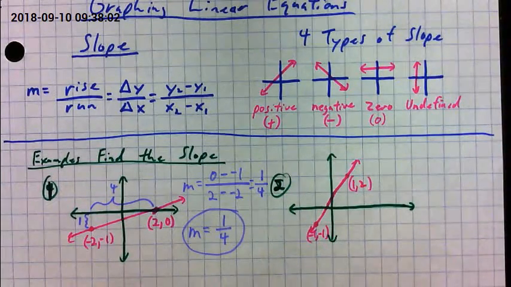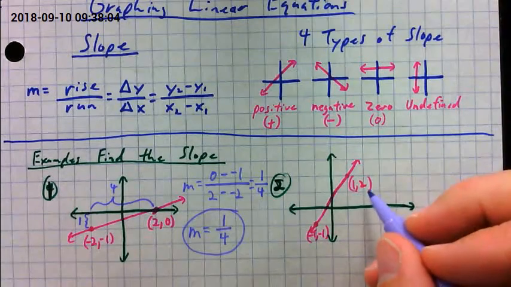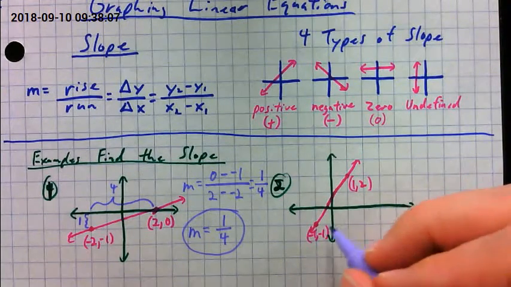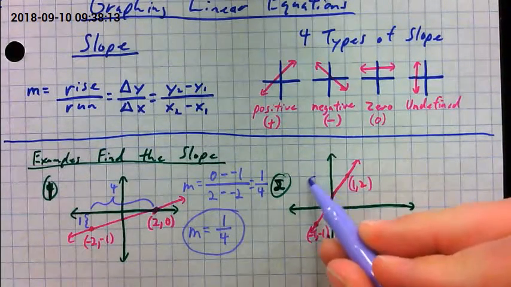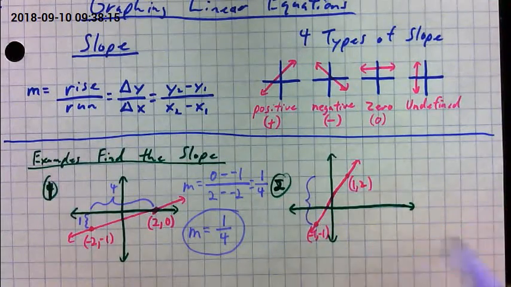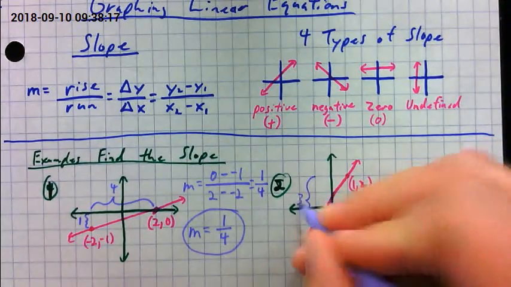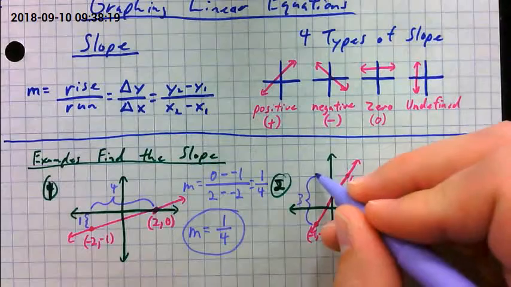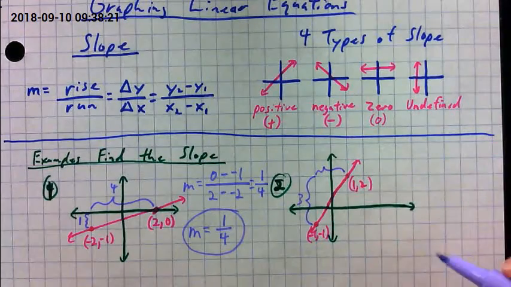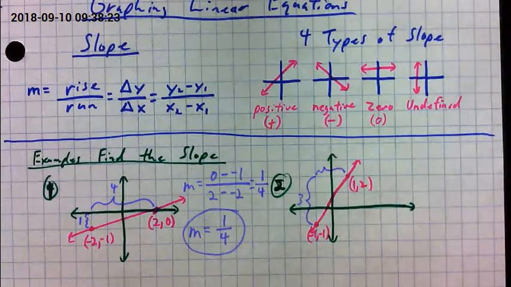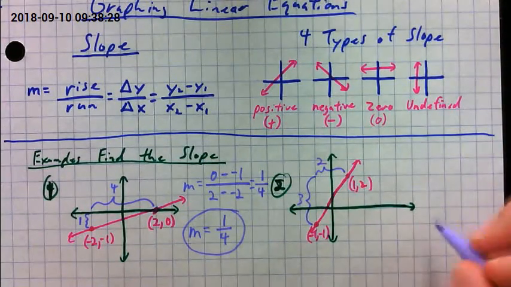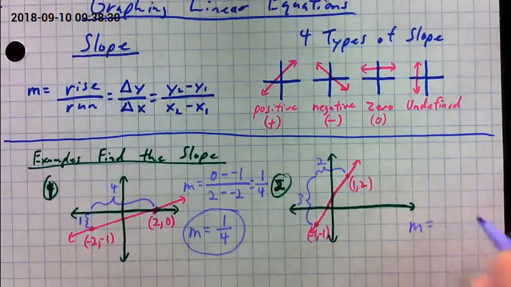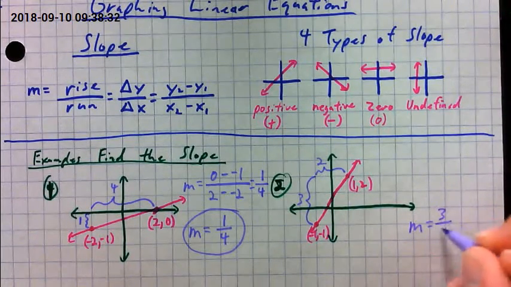So, all right. Anyway, on this one, how many units are we going up from this point to that point? So what's the change here? 3. So I went up 3. How many units did I go over? 2. So my slope here can be 3 over 2.